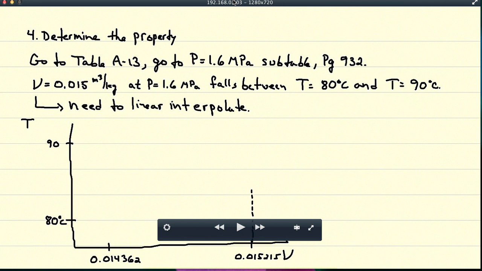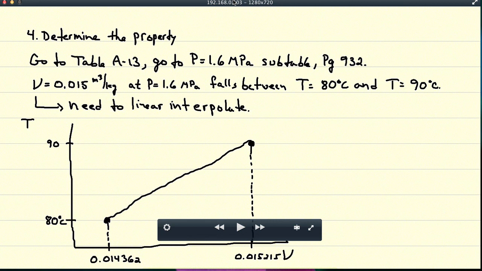I have those two pieces of information, and so that fixes, say, this point, that's known, and this point over here. Okay? So linear interpolation does the following. It says, I'm going to assume that there is linear behavior between temperature and specific volume between these 2 points. In other words, I'm going to assume that there is a straight line between those 2 points.